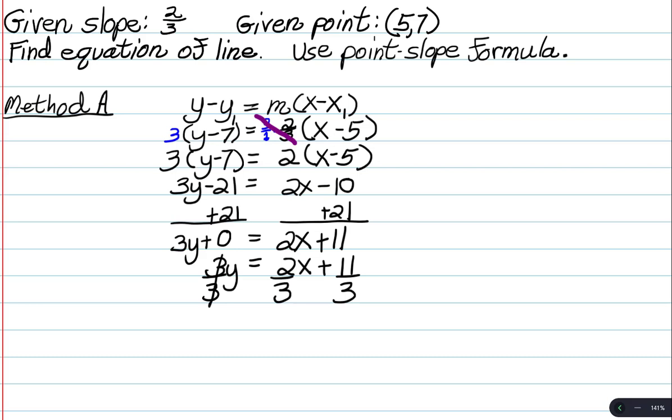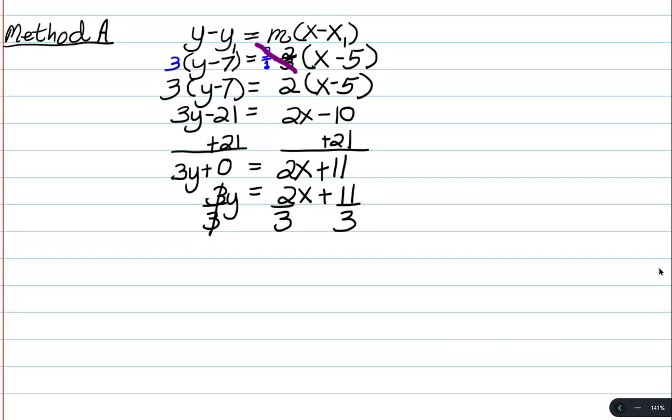So the equation of the line in slope-intercept form, which I neglected to write in my instructions, is going to be y equals 2/3 x plus 11/3, where the slope is 2/3 and the y-intercept is 11/3.